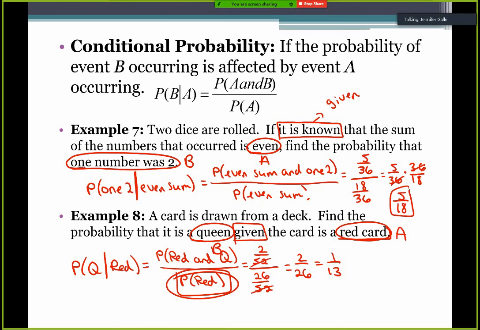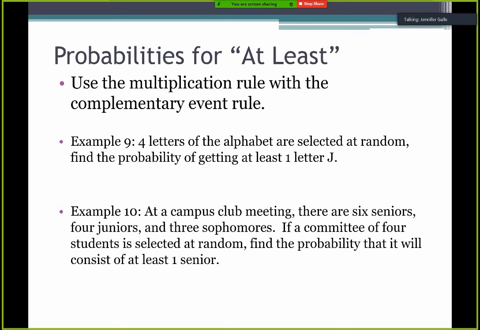Our final piece. And I've been talking about the complement. And here's where it comes in handy. There's going to be a phrase in some of our questions, at least. We've talked about at least before. What did at least mean, though?